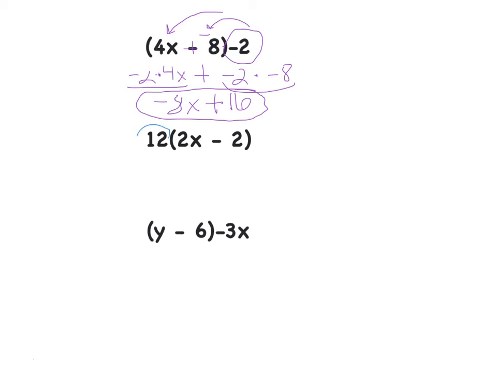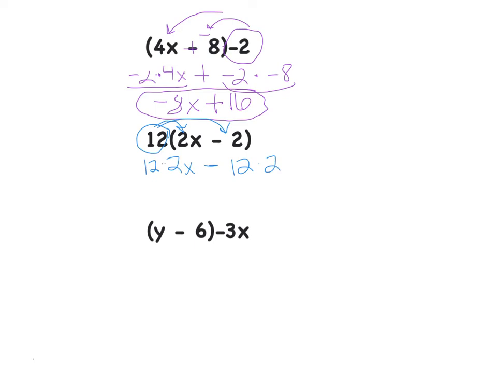Let's distribute a positive 12. Since this is positive, I'm not going to worry about keep, change, change, if that's okay. So if I do 12, I have to multiply it by 2x, and then I'm going to distribute it to my second term, and I'm going to write a minus 12 times 2.